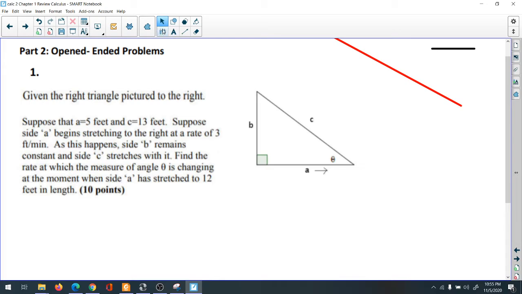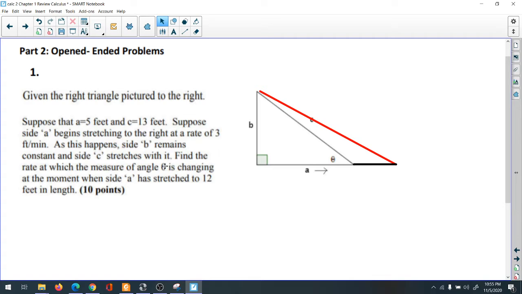Welcome to calculus class. I have three response questions from the College Board exam, Calculus AB. Given the right triangle pictured to the right, suppose that A equals 5 feet and C equals 13. Suppose that side A begins to stretch this way, and then side C will change, from here to here.